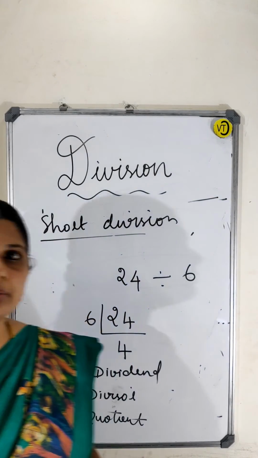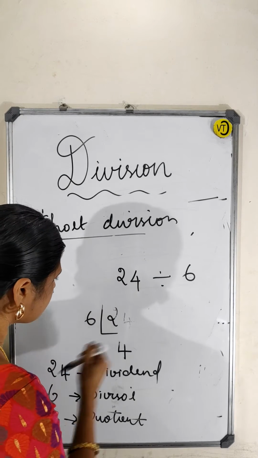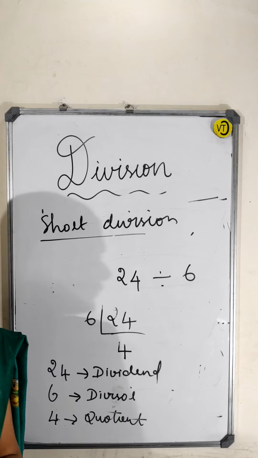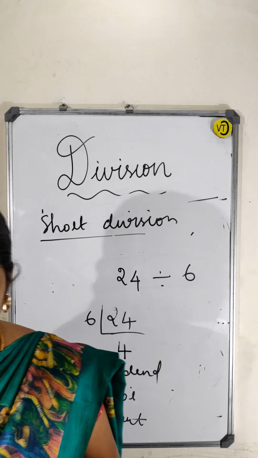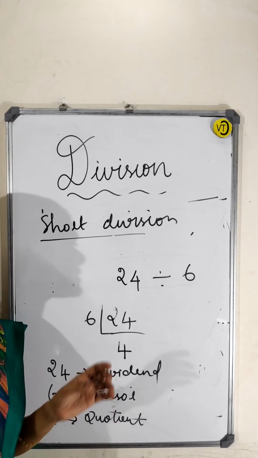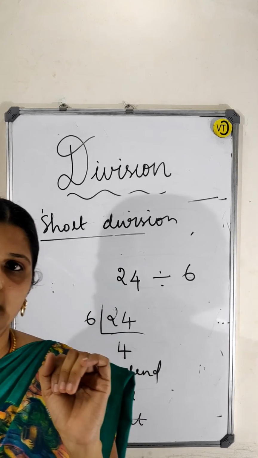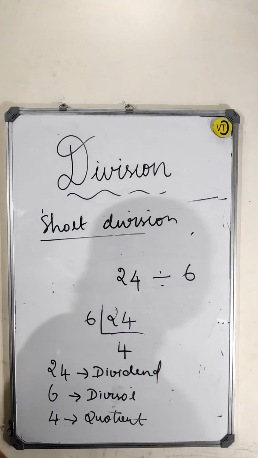Okay. Always remember, guys, in division we start dividing from left to right. If we are dividing a 2-digit number, we start from its tens place. If you are dividing a 3-digit number, we start dividing from its hundreds place. Right? Okay.